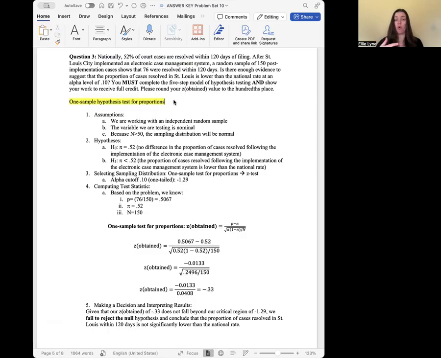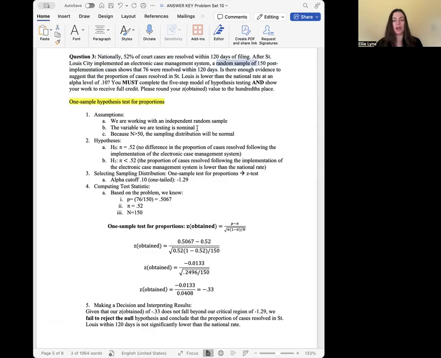And because now we know what type of test we will be conducting, we can move on with our assumptions. Again, these are going to be different depending on the test we conduct. So that's why we have to determine our type of test first. The assumptions for a one sample hypothesis test for proportions are: we are working with an independent random sample. Here I see that is a random sample of 150 post-implementation cases, right? So this is independent of this national figure here. And it was a random sample, so we have satisfied that condition.